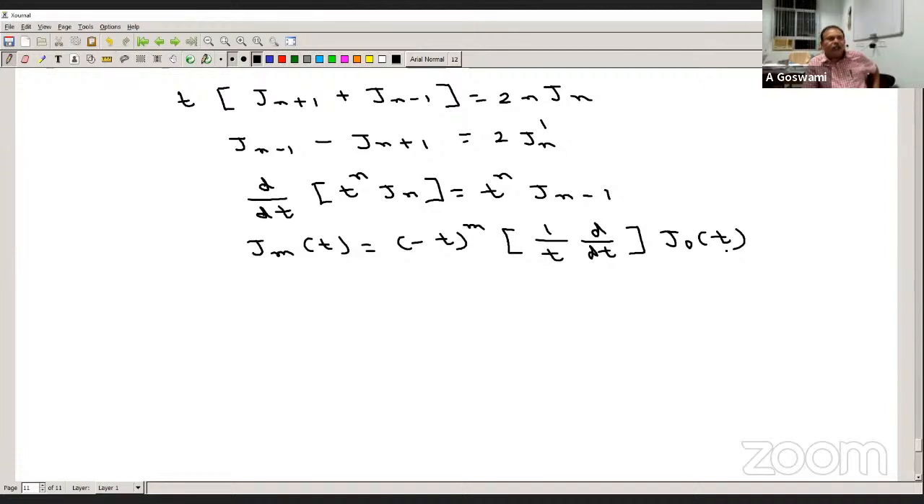If you wish, Arjun, you can post the entire solution in the forum. That would be (1/t d/dt) powered n. Which one? That box part. (1/t d/dt) powered n.